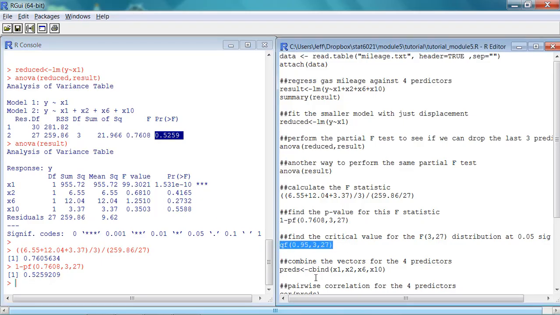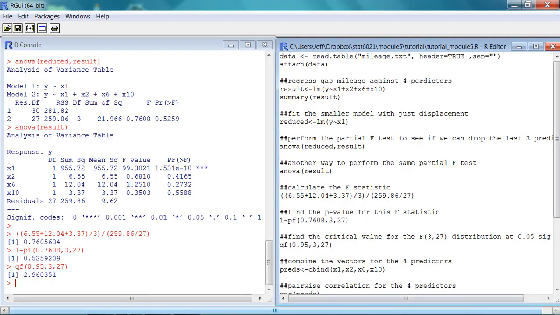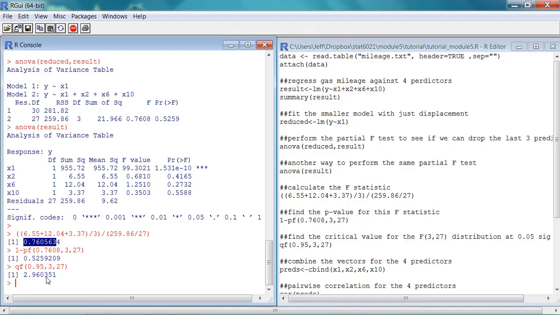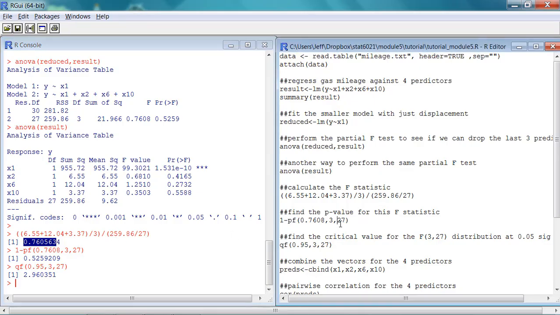Or if you want critical value, you could use QF, and that gives me a critical value. So if my test statistic is larger than this value, we will reject the null. But in our case, we have a smaller test statistic than that, so we fail to reject. So again, using either the p-value or critical value approach will always lead to the same conclusion. Okay, so that's just how we could perform the partial F test, right, in R. So that's one thing we could do.